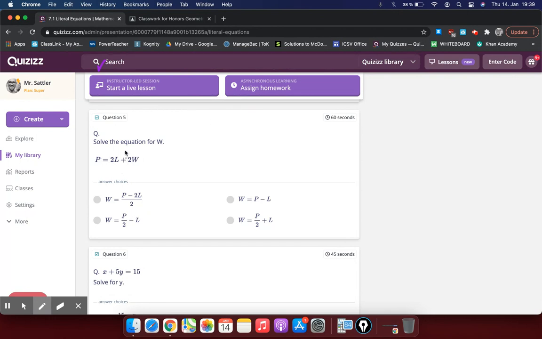Okay, next one, this is the perimeter of a rectangle. We want to solve for w, so we're going to subtract 2L on both sides, because this is an addition sign, so we have to undo it by subtraction. So I move that over there. And then to solve for w, we're going to undo this multiplication by division. Okay, and so we could leave it like this. That's this option, it's correct. But you could also simplify.